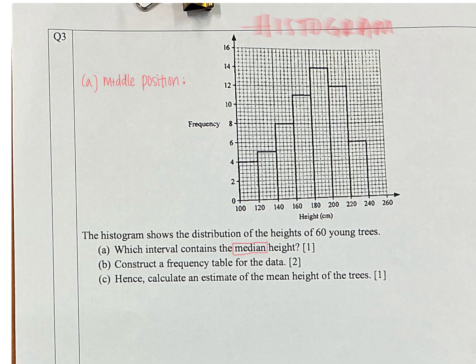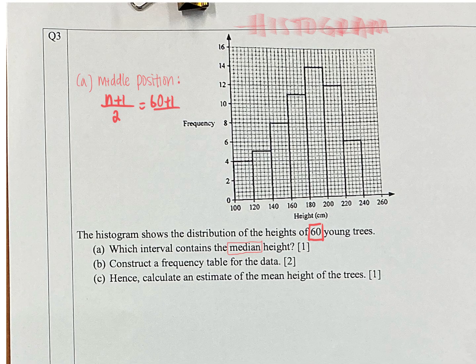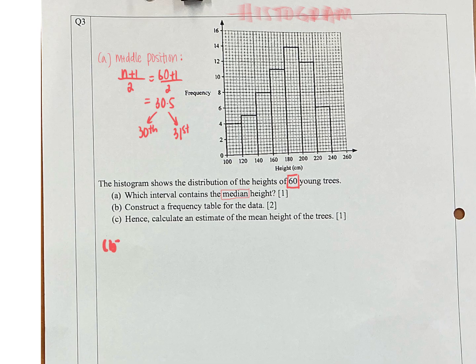Okay, median position is n plus 1 divided by 2. And I have 60 of them. So 60 plus 1 divided by 2. That's the 30.5th tree. So I need to locate my 30th tree and my 31st tree. So first thing first, for the height of 100 to 120, okay, maybe I will do the frequency table first so that it's easier for me to see.